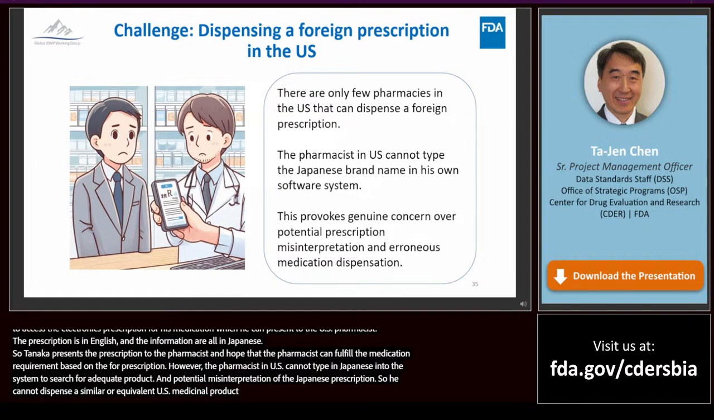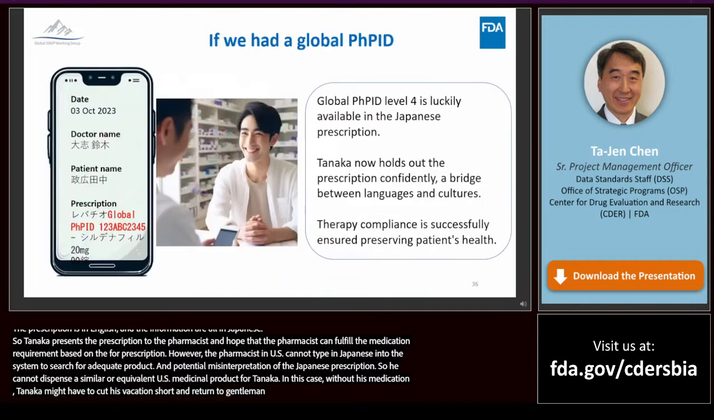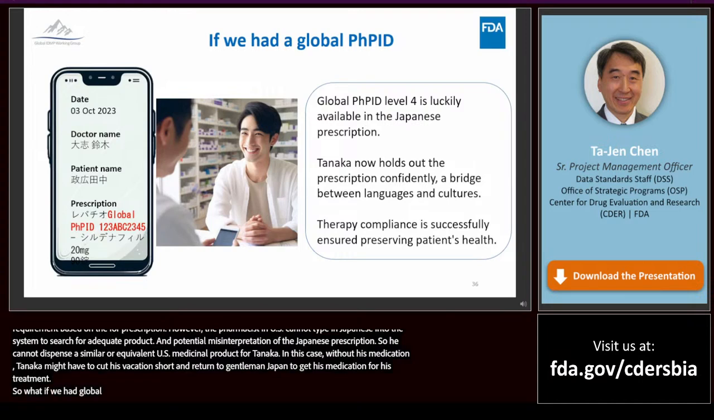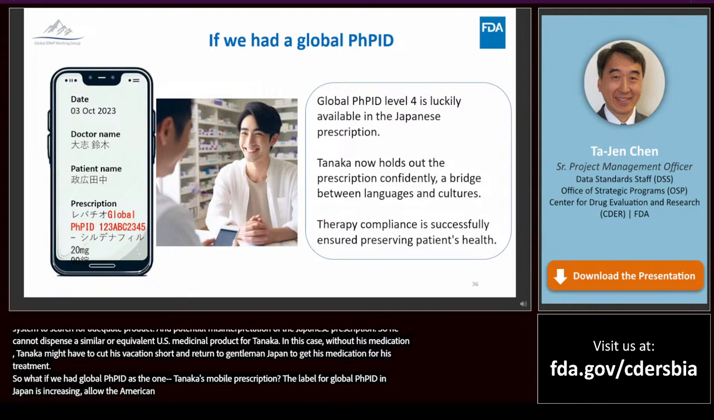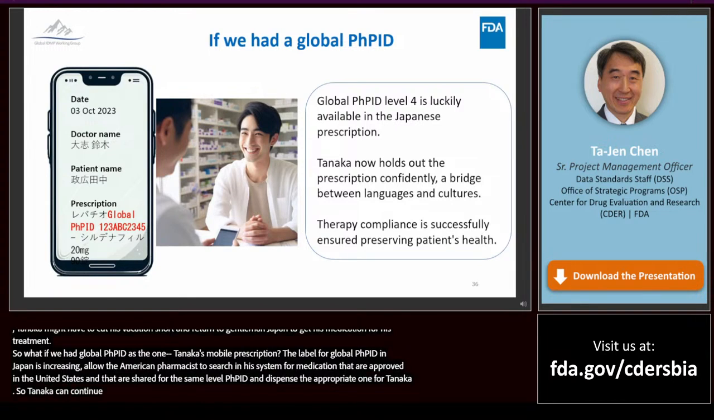So in this case, without his medication, Tanaka may have to cut his vacation short and return to Japan to get his medication for his treatment. So what if we have global PHPID as the one shown in red with Tanaka's mobile prescription? The label for global PHPID in Japanese prescription would allow the American pharmacist to search in his system for medication that are approved in the United States and that share the same label for PHPID and dispense the appropriate one for Tanaka. So Tanaka can continue his treatment and stay in US to complete his vacation.